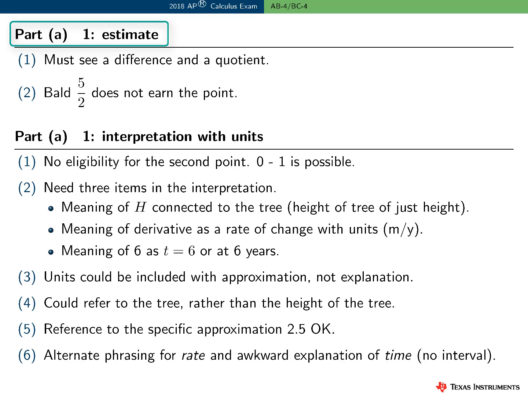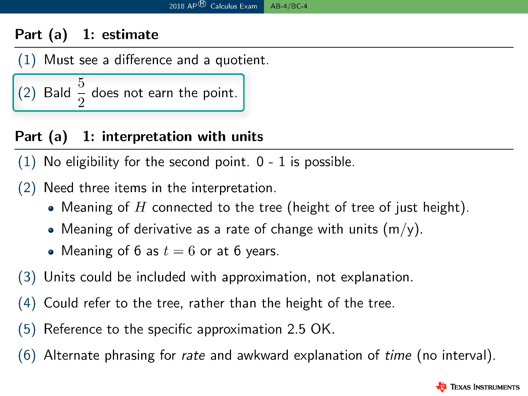Here are some interpretations of the scoring guidelines. The first point in Part A was for the estimate, and to earn this point, the student must present both a difference and a quotient. Simply, students must show their work. A bald 5/2, or a 5/2 presented without any supporting work, does not earn this point.